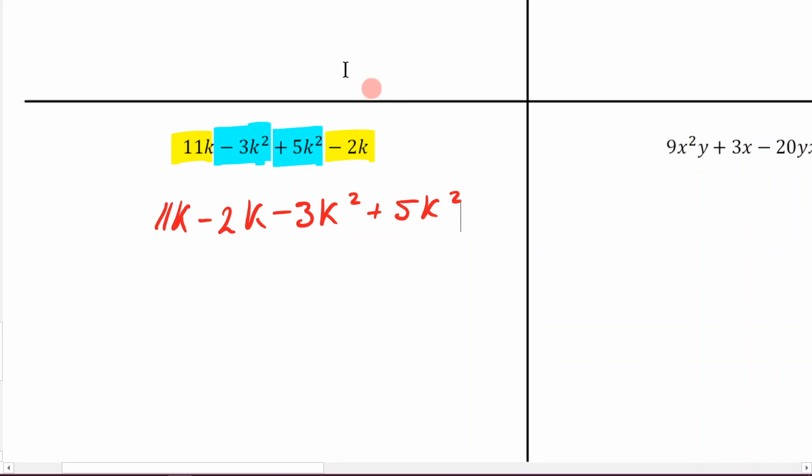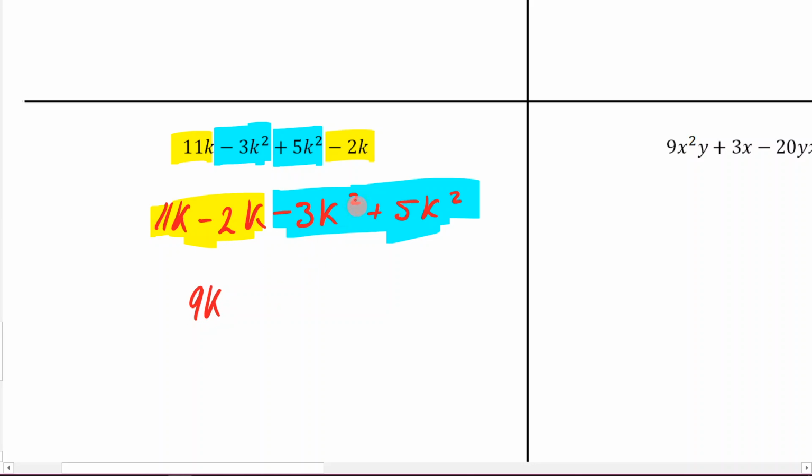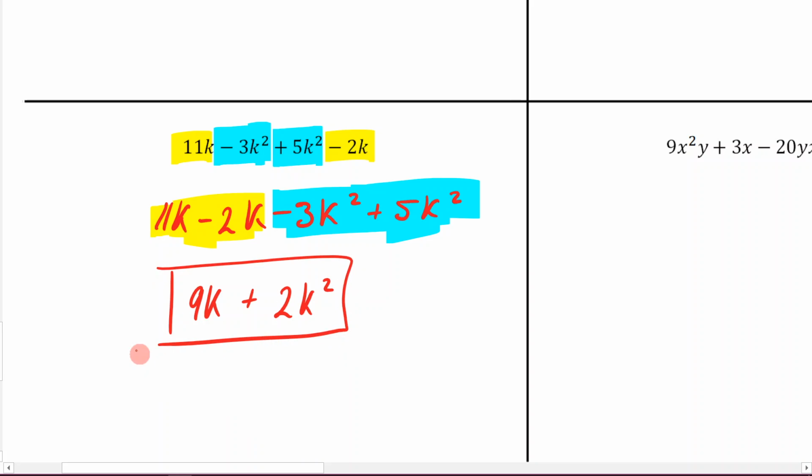So as you can see there, I have these, and then I have these like terms as well. So that means altogether, I'm going to have 11k minus 2k is going to be 9k, and minus 3k squared plus 5k squared is going to be plus 2k squared. And that is going to be my answer.